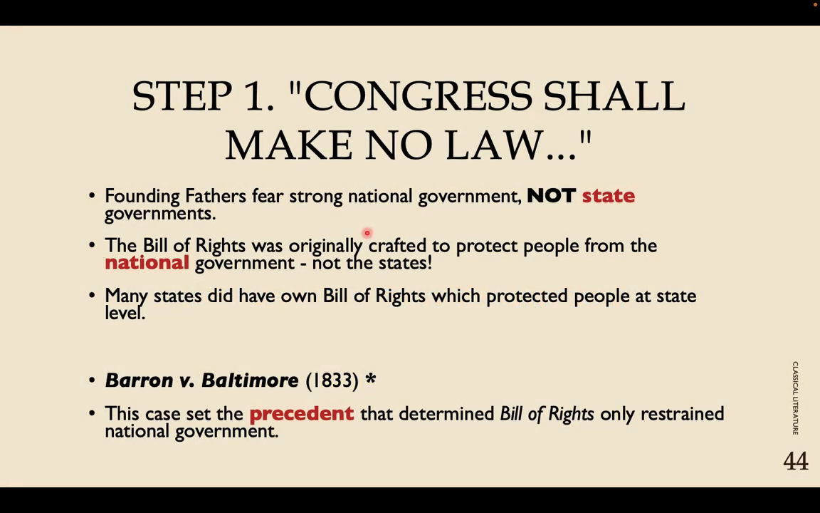So step one, we're talking about "Congress shall make no law." I believe this is an excerpt from the First Amendment, but what we're referencing here is the Bill of Rights. At the time the Bill of Rights was created, the founding fathers were afraid of a strong national government, not state governments, right? So in your notes, you're going to fill in that blank with state. The Bill of Rights was originally crafted to protect people from the national government and not the states. If you read through the Bill of Rights, all it is talking about is the national government. It's not talking about the states.